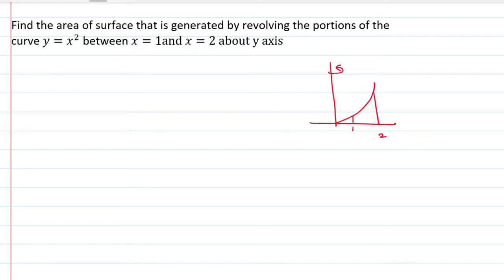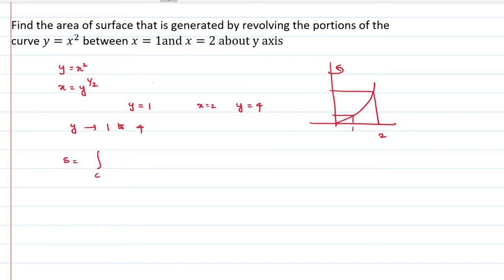Now, since it is the y-axis, the question gives us y is equal to x square. We have to rewrite it in the form x is equal to, what is it? y raised to 1 by 2. Is it right? Then we have to find the range of y. When x is equal to 1, y will be equal to 1. And when x is equal to 2, y is equal to 4. So y varies from 1 to 4. Right?